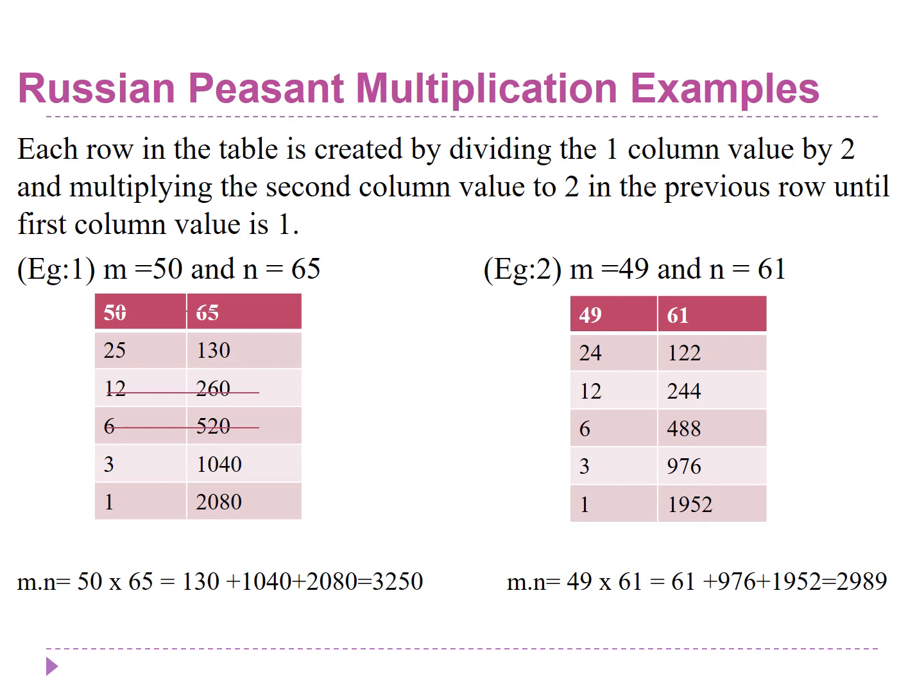Then, eliminating the rows which have even numbers in the first column, we eliminate the row which has 24, the row which has 12, and the row which has 6 in the first column. Adding the second column values in the remaining rows, we get the product of 49 and 61, which is 2989.